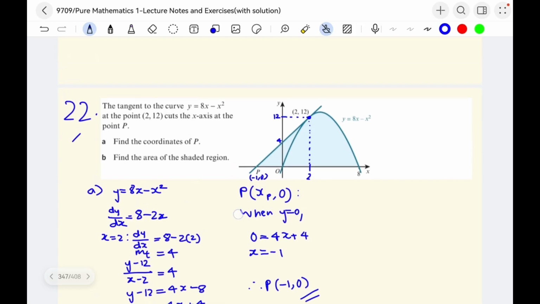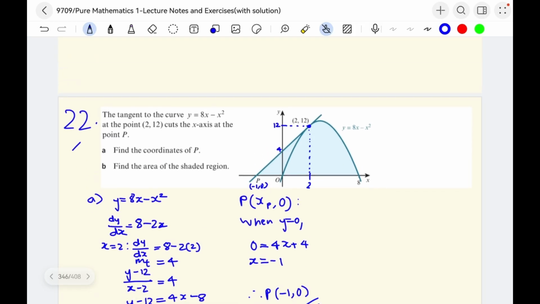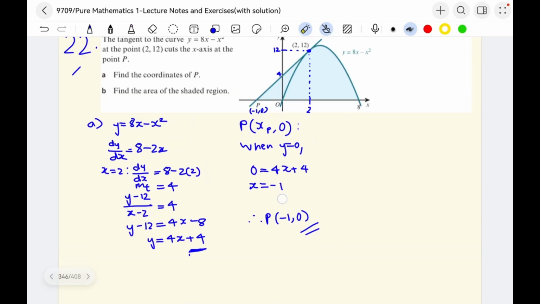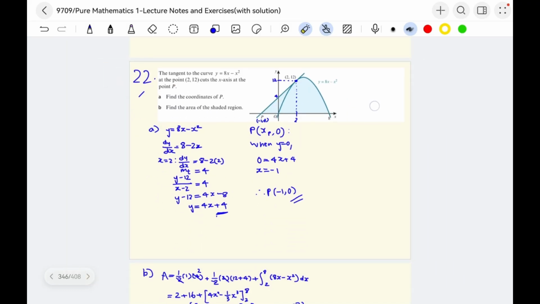So this is how you solve the area under the curve with the application with the differentiation. Of course, you need to master how the differentiation relates to the integration. Hopefully you understand about this. So yeah, let's move on to the next question.